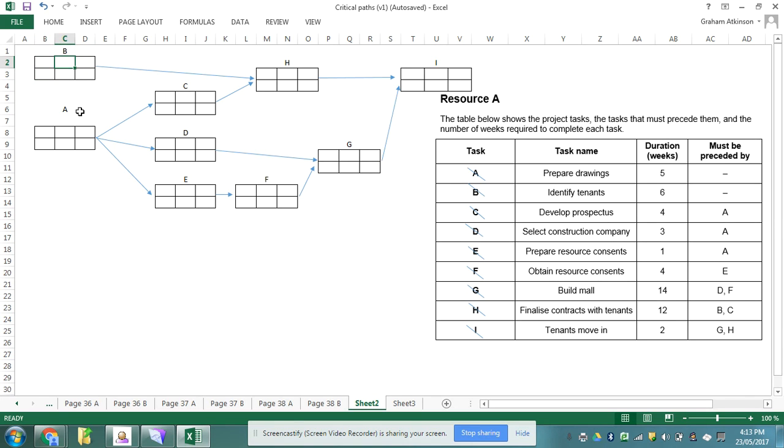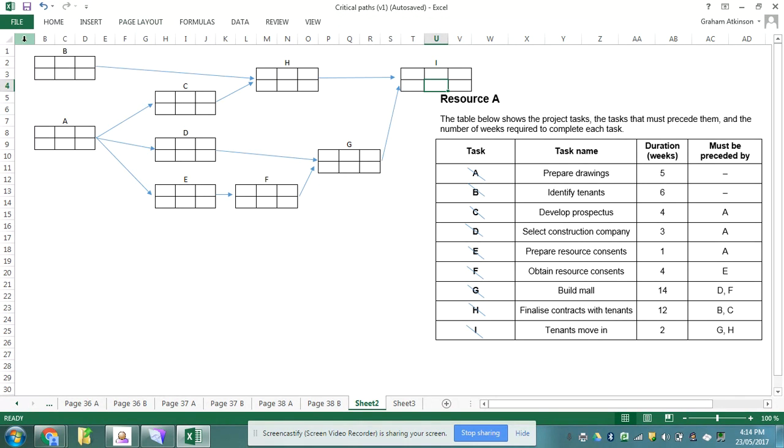The one that matters to start with is that I have to put the duration of each task inside the middle box at the top. So task A takes 5 weeks, task B takes 6 weeks, task C takes 4 weeks, task D takes 3 weeks, task E takes 1 week, task F takes 4 weeks, task G takes 13 weeks, task H takes 12 weeks and task I takes 2 weeks.